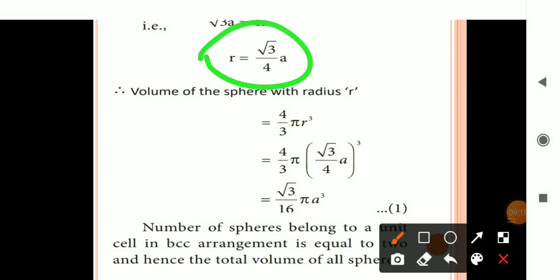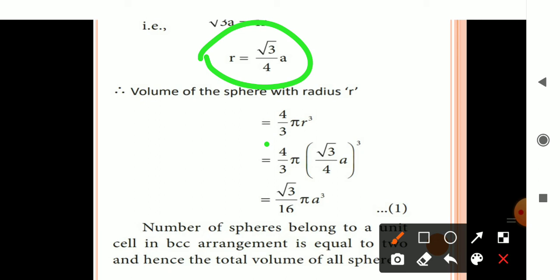In the case of simple cubic unit cell, we have seen that r is equal to a by 2, whereas in the case of body centered unit cell, the value of r is equal to root 3 by 4 into a. Now let us calculate the volume of the sphere because we have the radius value now. The formula for calculating the volume of sphere is 4 by 3 pi r cube.